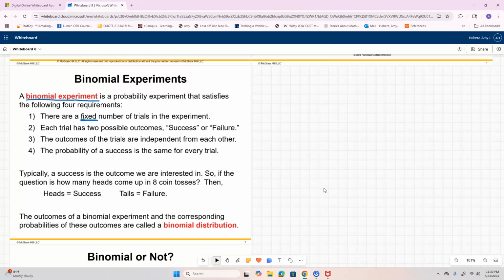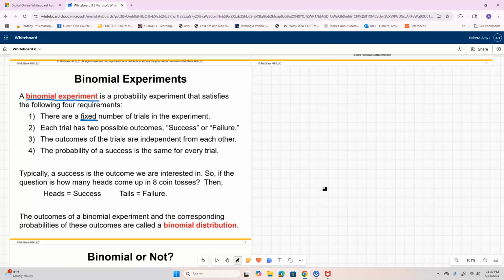There has to be a fixed number of trials known before the experiment starts. So if you're rolling a die, you would say, I'm going to roll the die 10 times. Or I'm going to draw a card from this deck and reshuffle, and I'm going to pull 5 cards from this deck. But it has to be a fixed number of trials before you start.